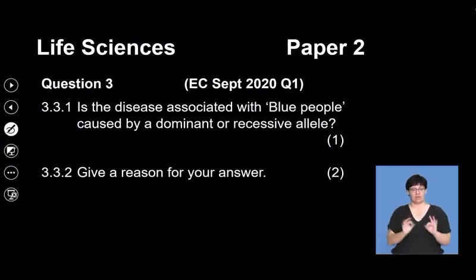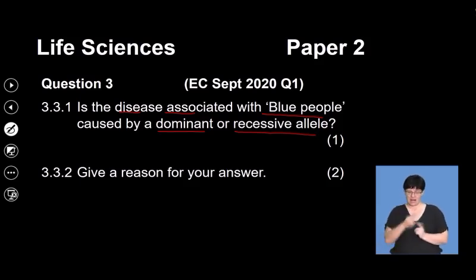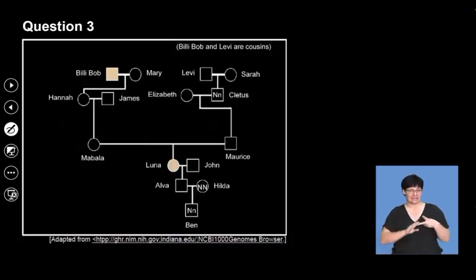Right, so the next question. Is the disease associated with blue people caused by a dominant or recessive allele? That's the first part. And give a reason for your answer. So if we go back to the diagram, we need to determine firstly if it's dominant or recessive, and then second, provide a reason.